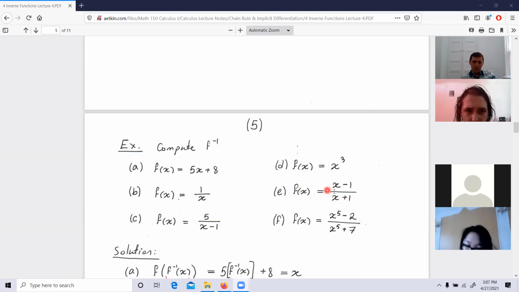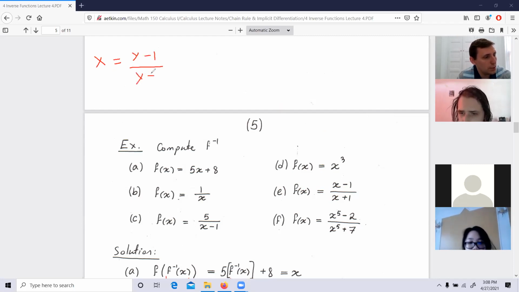On E, Giovanni, you see the idea for E is what? This step. Is this step clear? So x equal to y minus 1 over y plus 1. This step clear?